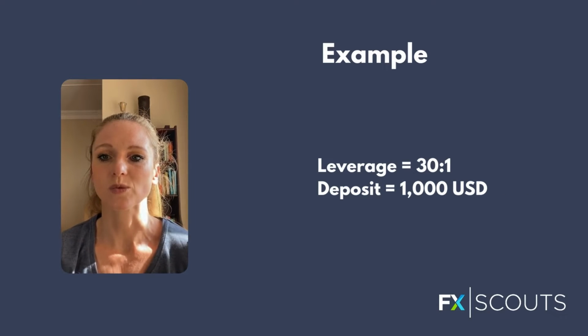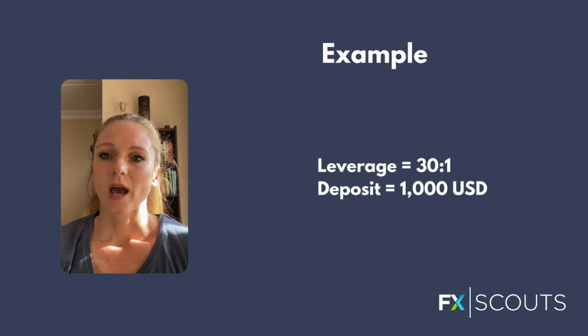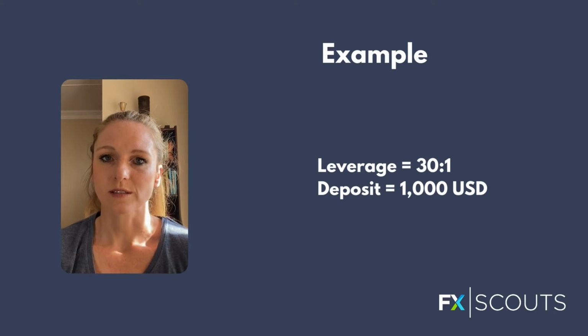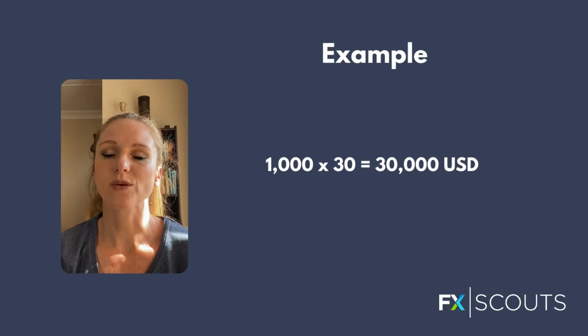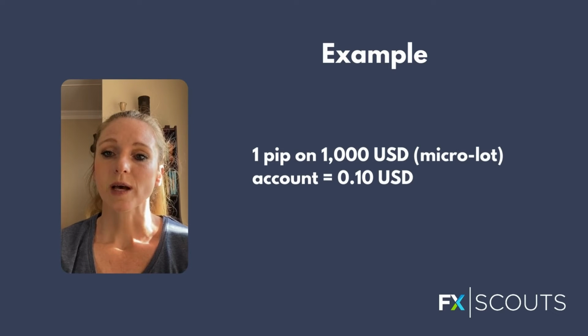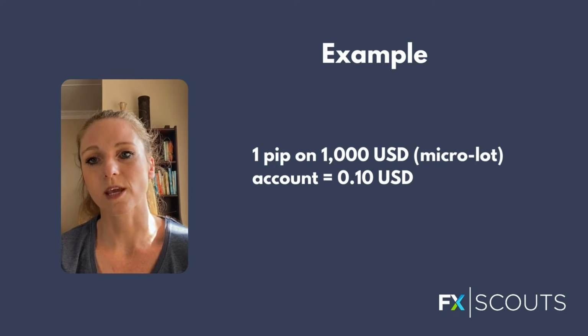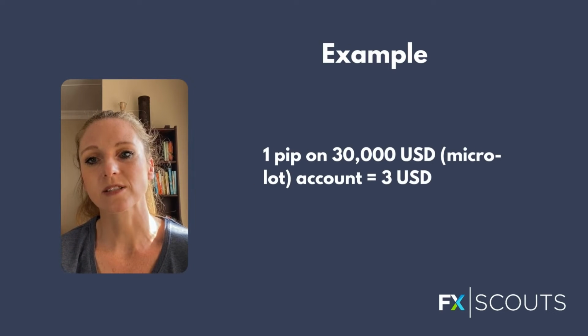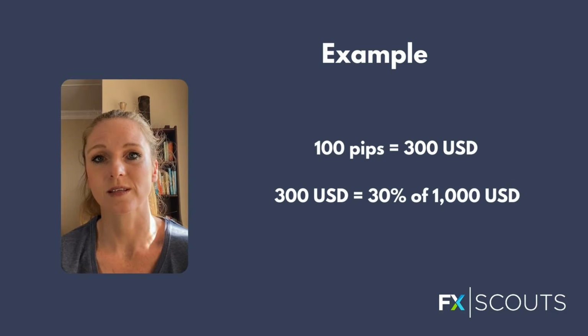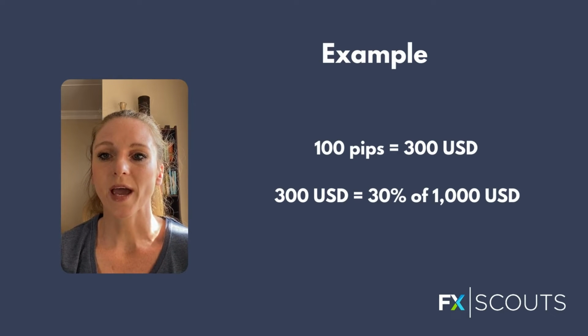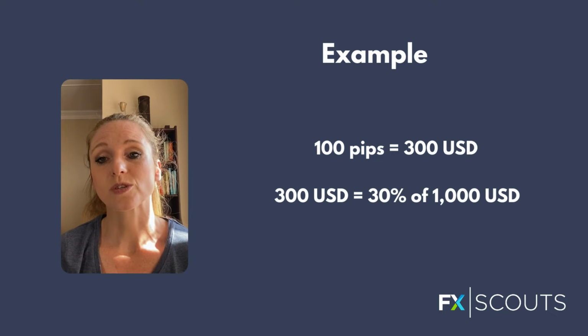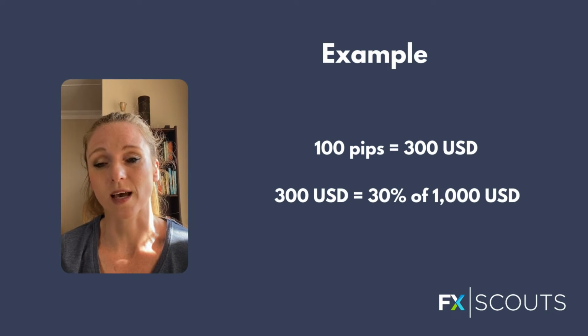So if we trade on an account with 30 to 1 leverage, where you've opened an account with $1,000, it works as if you were trading on that account with $30,000 because you multiplied the 1,000 by 30. And if you calculate that, every pip lost or gained on a micro lot, the theoretical loss is basically 10 cents. But with leverage, this becomes $3. So this means that if the trade goes negative by 100 pips, the trader will actually lose $300, which is 30% of the initial investment of $1,000. Which is a huge proportion of that investment.